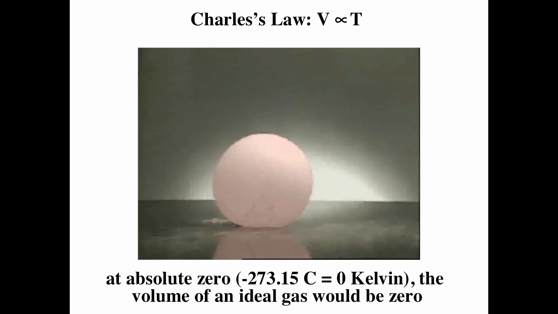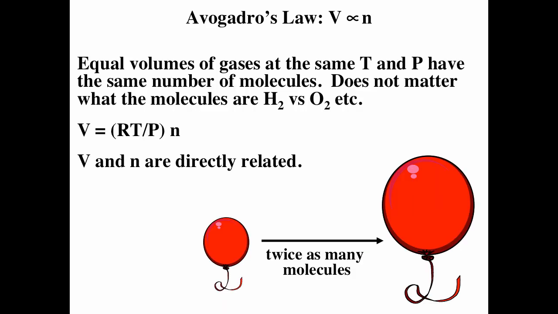And so from Charles' law, we see that volume is directly proportional to temperature as long as we keep number of moles and pressure constant. For Avogadro's law, it says the volume is proportional to the number of moles as long as we keep temperature and pressure constant. And so if we have two balloons and one balloon has twice as many particles, then that should be twice the volume as long as pressure and temperature are the same.